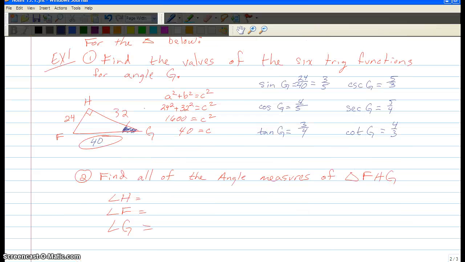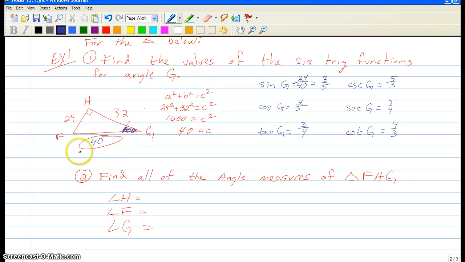Yep. Okay, the second part of this question, we're going to use the same triangle to answer this question. You did this one straight away in geometry as well. This is just a review. Find all the angle measures of triangle FHG. Which one do we know? We know H. H being 90, correct? Do we know what F is? No. Do we know what G is? No. Okay. Any ideas, any thoughts, any questions on how to do it?